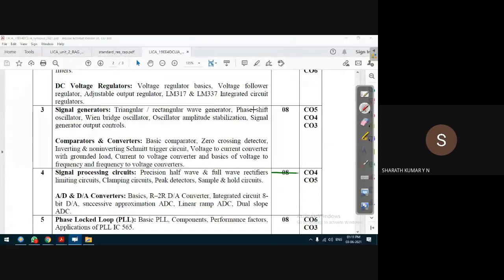DC voltage regulators are done. Next, we'll start the signal generator. From the next class, we'll start unit 3, signal generators. We have been going slow because of a lot more discussion; possibly we may have to speed up. Let us see. So from next class onwards, we'll start the third unit.